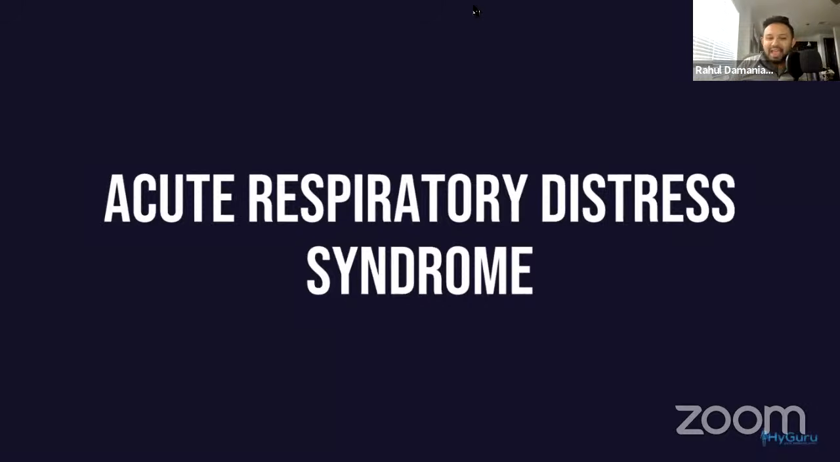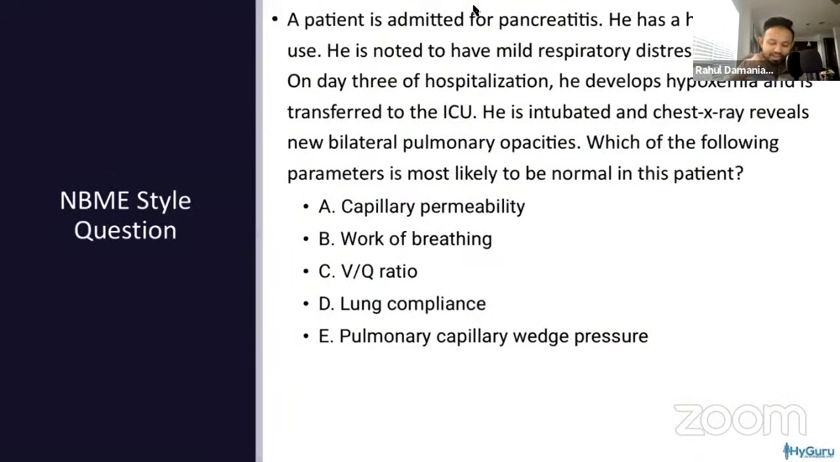Let's go ahead and go through our last concept, and that is acute respiratory distress syndrome. A patient is admitted for pancreatitis. He has a history of alcohol use. He is noted to have mild respiratory distress on admission. And on day 3 of hospitalization, he develops hypoxemia and is transferred to the intensive care unit. He is intubated, and chest x-ray reveals new bilateral pulmonary opacities.